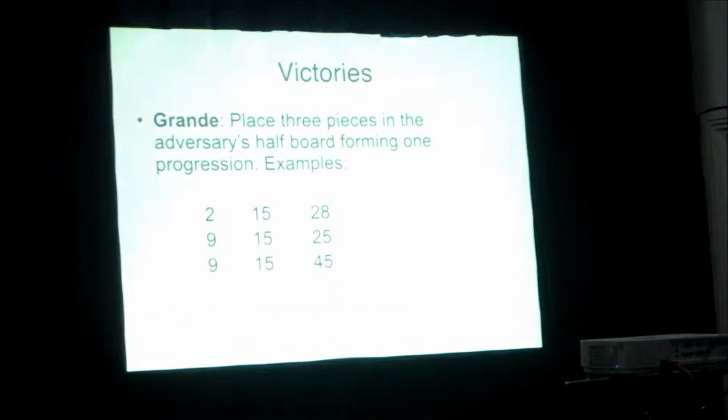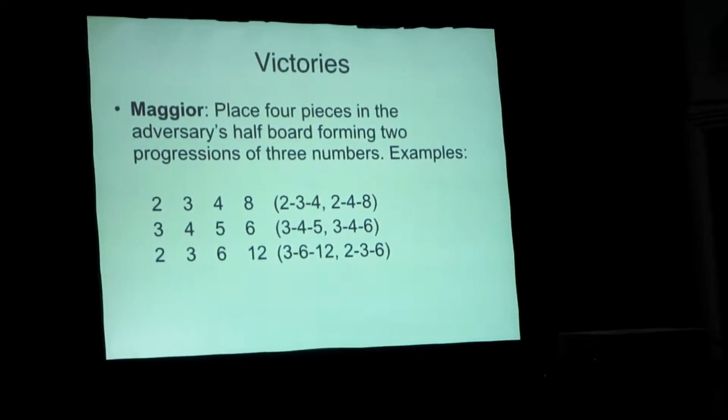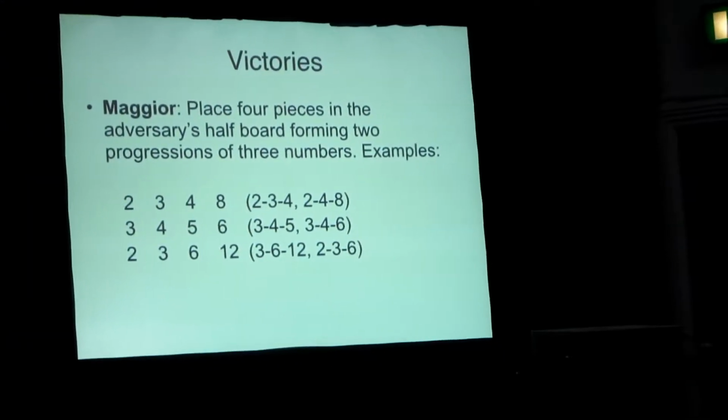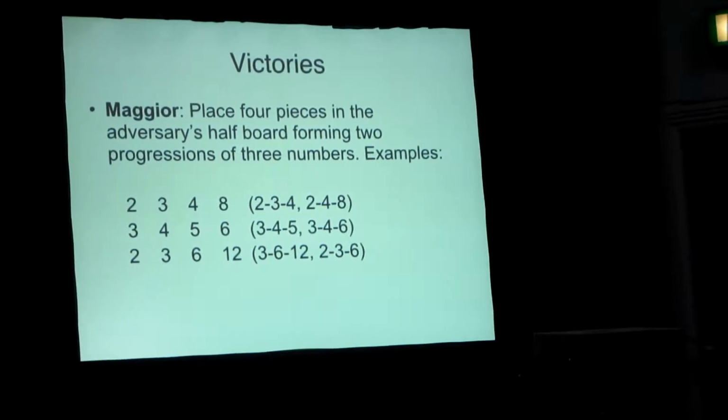The largest minus the medium, divided by the medium minus the smaller one, and hope to get the largest over the smallest. Okay, 9, 15, 45, it's one of those triple numbers that gives the victory. But then there is still a fancier way of winning, which is the major victory. You have, with 4 numbers, to make 2 progressions.